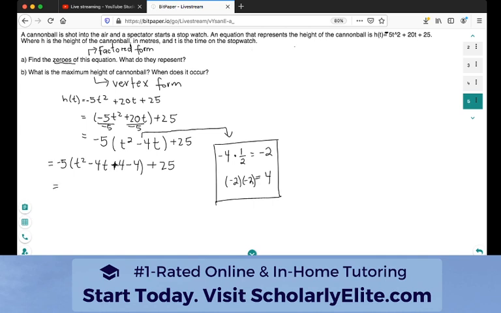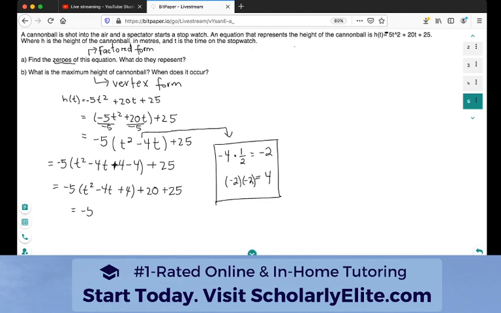Negative 5 times negative 4 is going to be positive 20. So as we take it off the island, which inside the brackets is what I call the island, everything else stays the same. But over here, we're going to have positive 20 plus 25. So I'm already getting really close to solving the question that I've been given here, because that's really what they're looking for, is the maximum height, which is the y value of the vertex. So let's go ahead and solve for the rest.